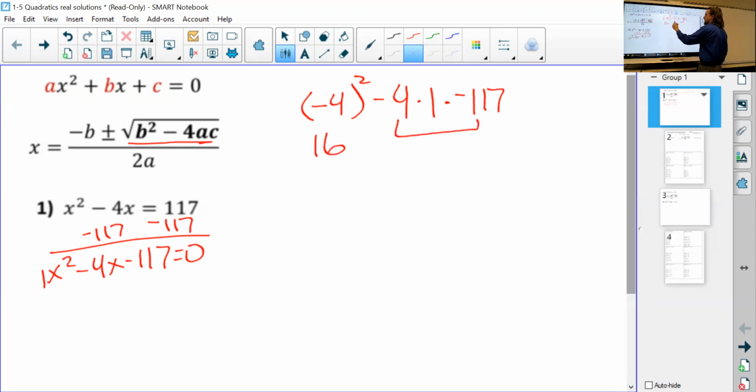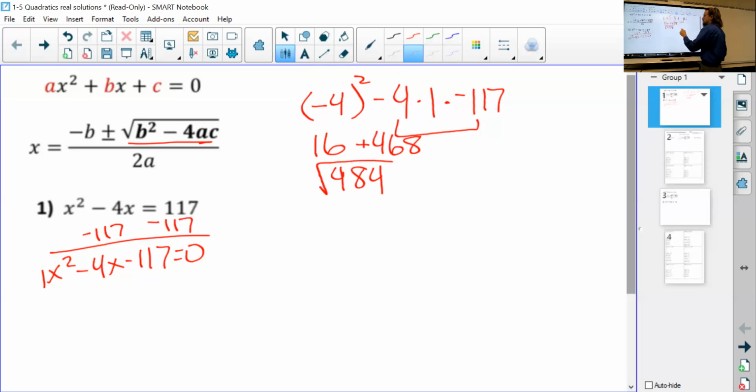When I multiply all this out, 4 times 1 is 4. 4 times 117 is, according to my notes, 468. Negative times a negative is a positive, so this can be plus 468. Okay, so we add those together, we get 484, and that's what we did yesterday. There's your discriminant.